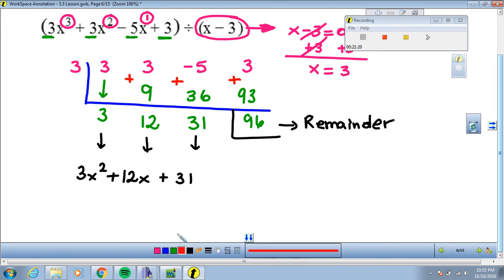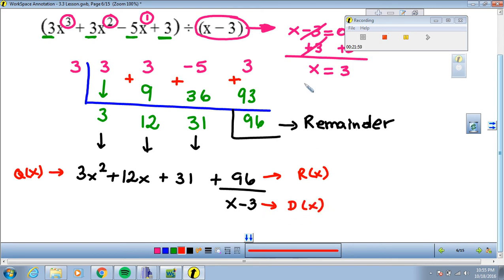Now the thing is that because we have a remainder, remember, how are we writing the answer? This would be our quotient, this would be our q of x. And then the remainder is going to be plus 96 over the divisor. So this would be the remainder. The divisor is what you were dividing by. Now you may think, just the 3 that's on the outside of the division. Nope. The expression x minus 3, the original expression that the first polynomial was being divided by. That would be your divisor.